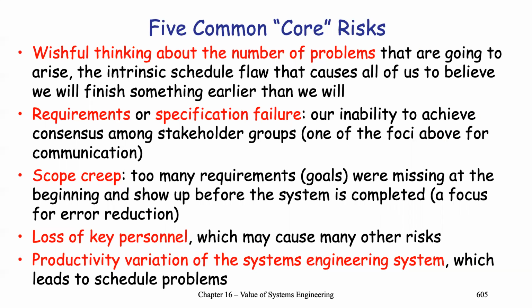Five common core risks to be looked for are wishful thinking about the number of problems. And so you really need to quantify these. The requirements are specification failure. This can be dealing with an inability to achieve consensus among stakeholders. Scope creep: too many requirements were missing at the beginning and show up before the system is completed. And this can be a huge problem. Loss of key personnel, which can cause many other risks. And finally, productivity variability of the system engineering system, which leads to schedule problems.